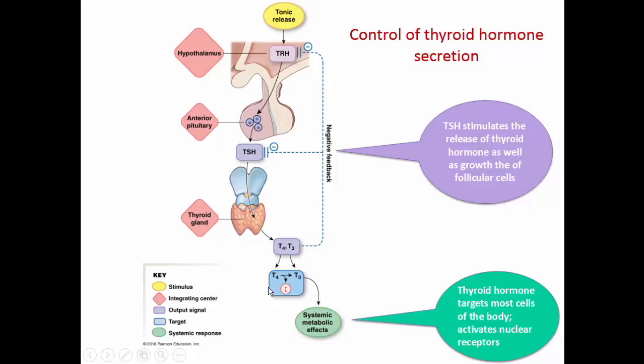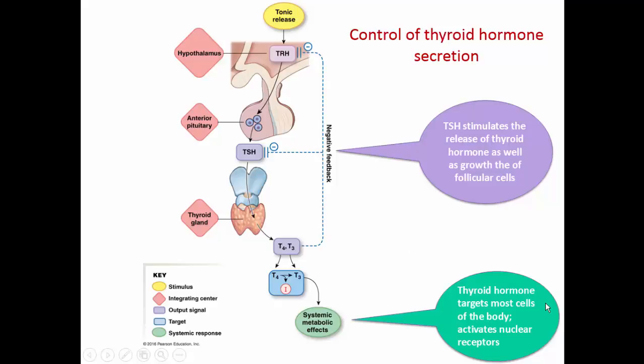T3 and T4 then target tissues throughout the body, and there are systemic metabolic effects, and we'll look at these in more detail on following slides. It is important to note that in addition to TSH stimulating the release of thyroid hormones, it also promotes growth of the follicular cells. So TSH stimulates the release of thyroid hormones and promotes growth of the follicular cells within the thyroid gland.